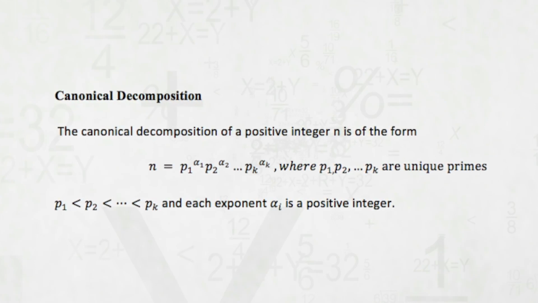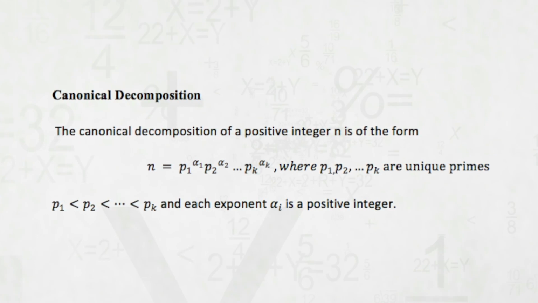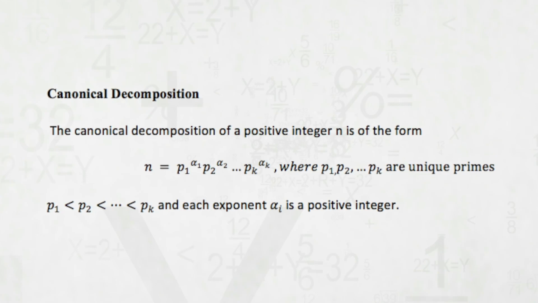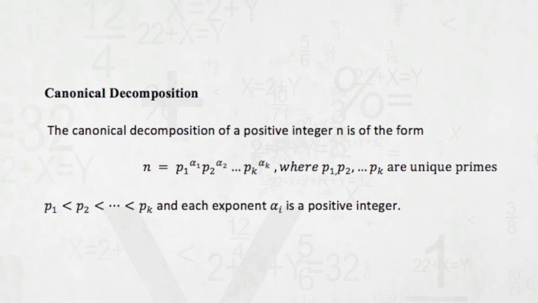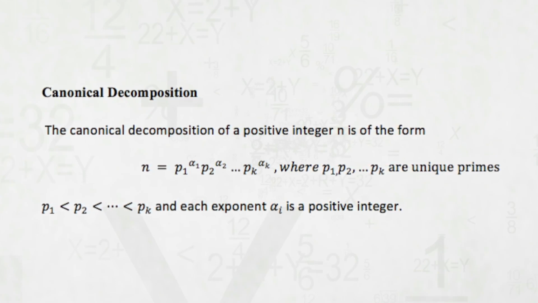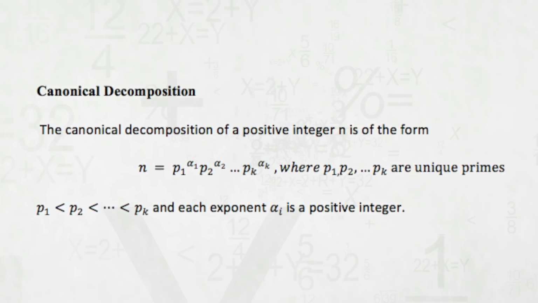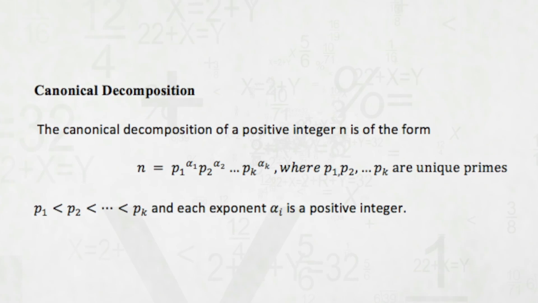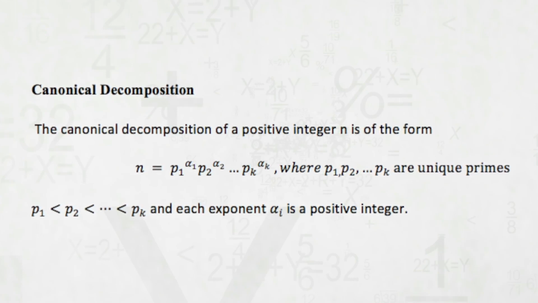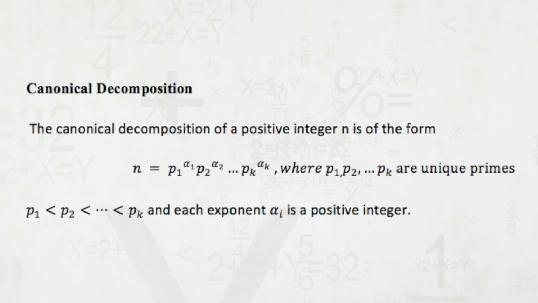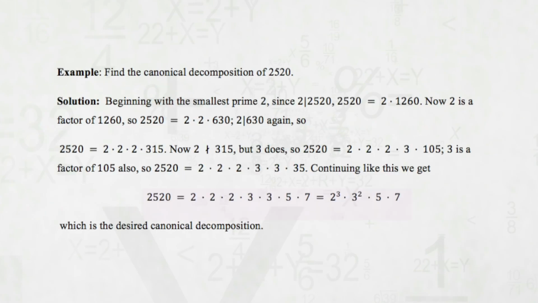The canonical decomposition of a positive integer n is of the form n is equal to p1 power alpha 1, p2 power alpha 2, etc. pk power alpha k, where p1, p2, etc. pk are unique primes with p1 less than p2 less than etc. less than pk, and each exponent alpha i is a positive integer. So we shall see an example now.